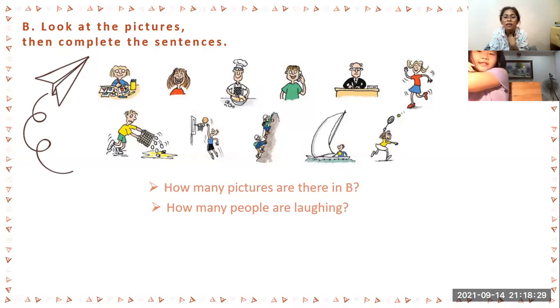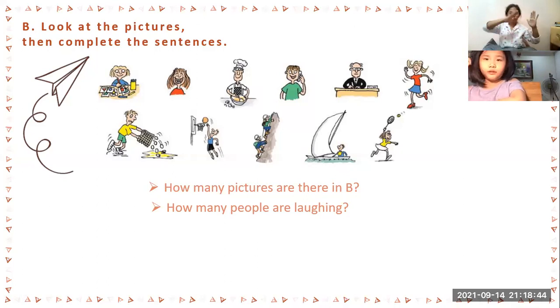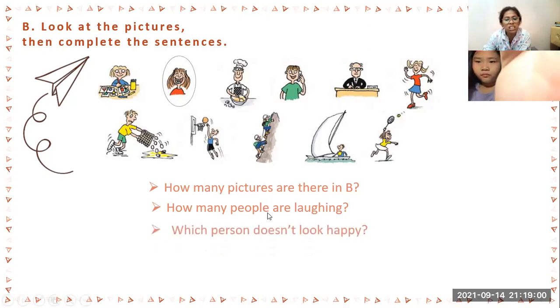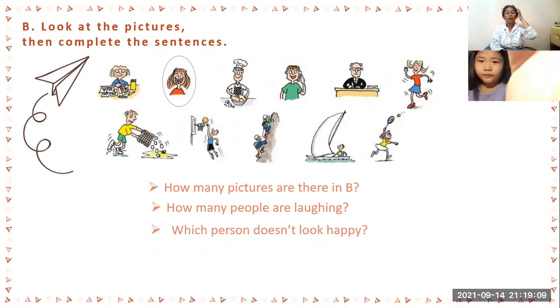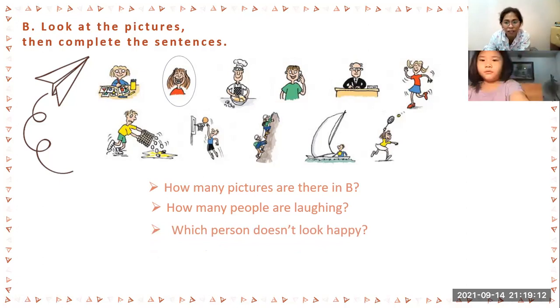Let me count. Eleven. Okay, there are 11 pictures. How many people are laughing? There are 5. Okay. Which person doesn't look happy? 1, 2, 3. Okay. There are 3 persons who don't look happy. Okay. You said that.